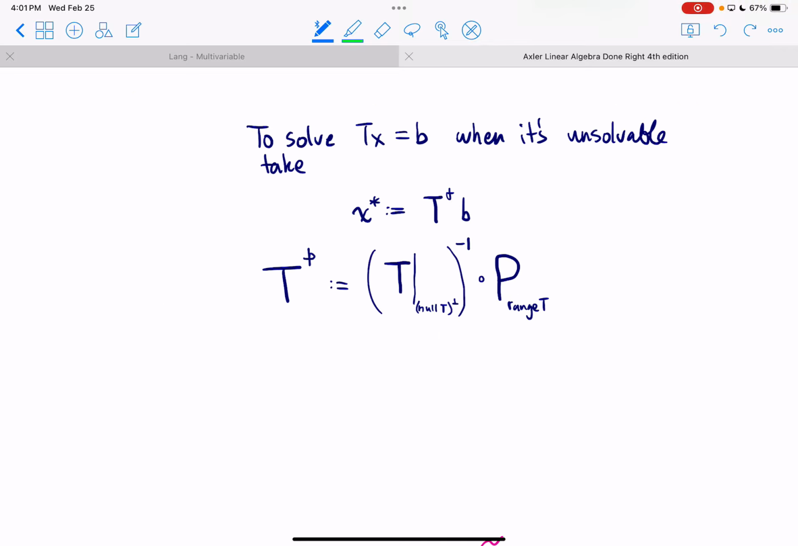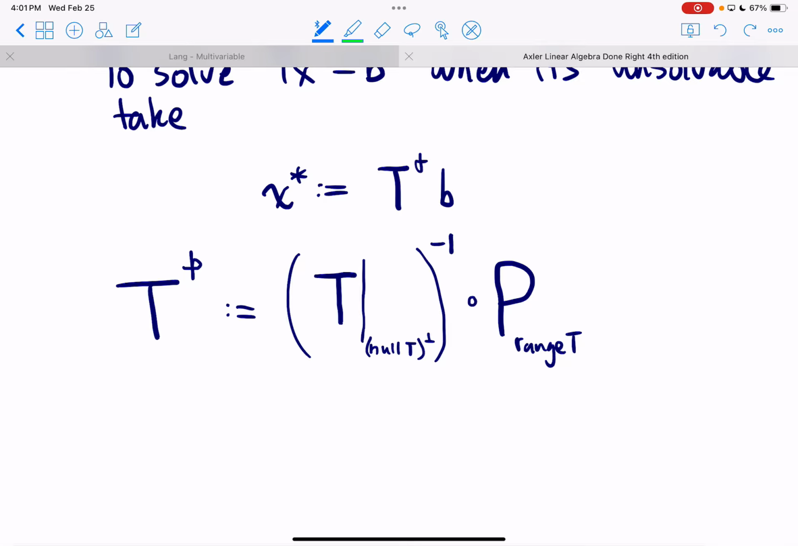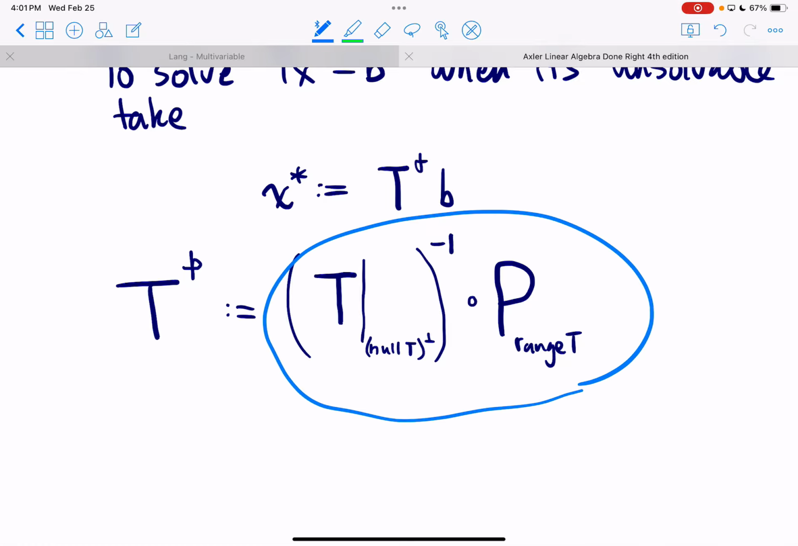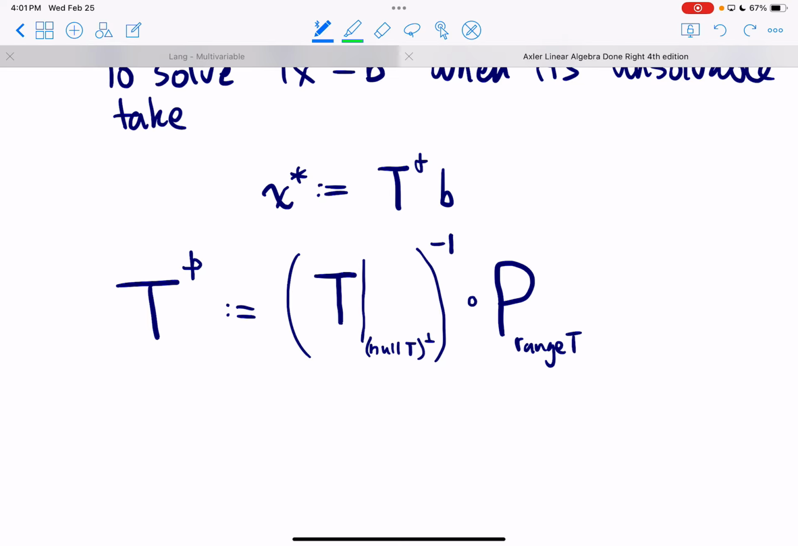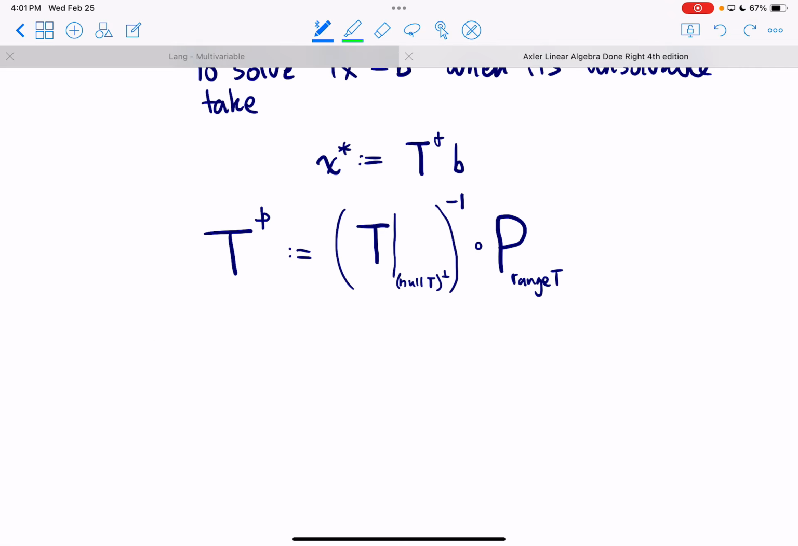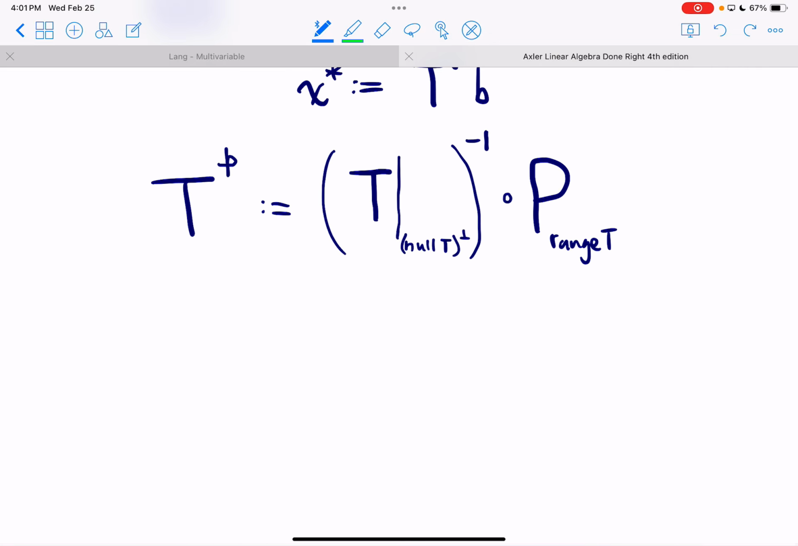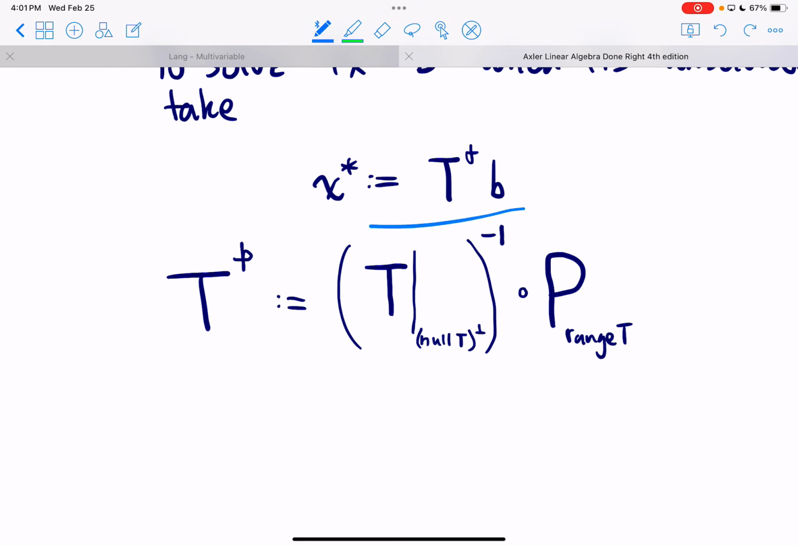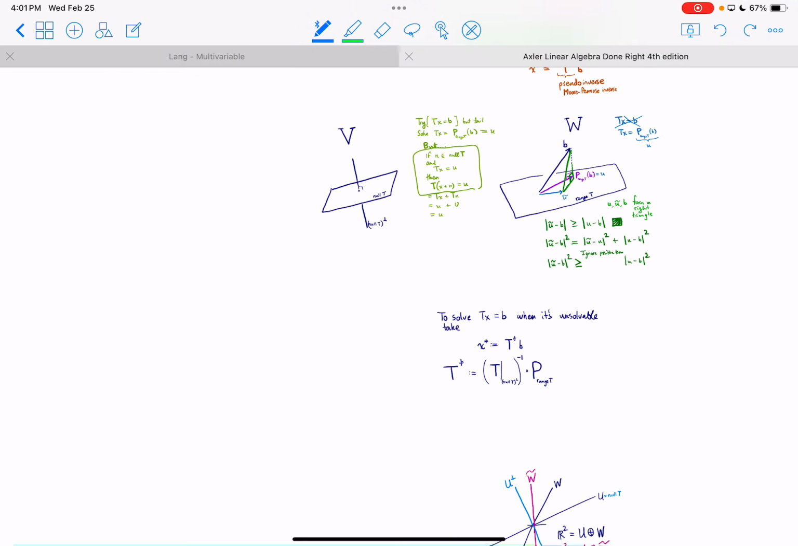So, first of all, this does make sense, right? We can invert T. It's a bijection. That part should, we could check it, but it should be okay. What I want to claim is that this has the smallest norm. Okay? So let's go over here.